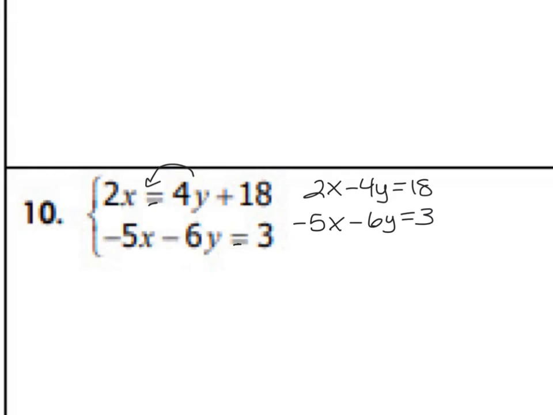So now I'm going to look at the coefficients. I've got 2 and -5, and -4 and -6. Okay, so 2 and 5 and 4 and 6. So neither one of them are matching or the opposite. So you can multiply by numbers to get a common multiple.